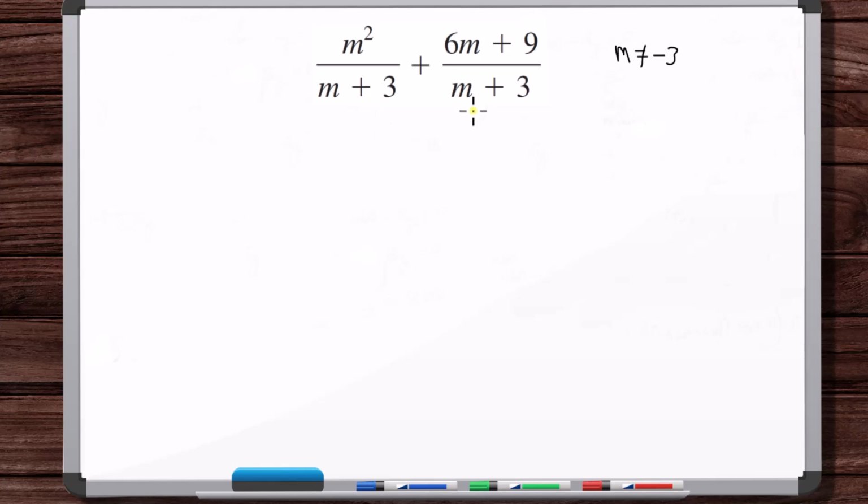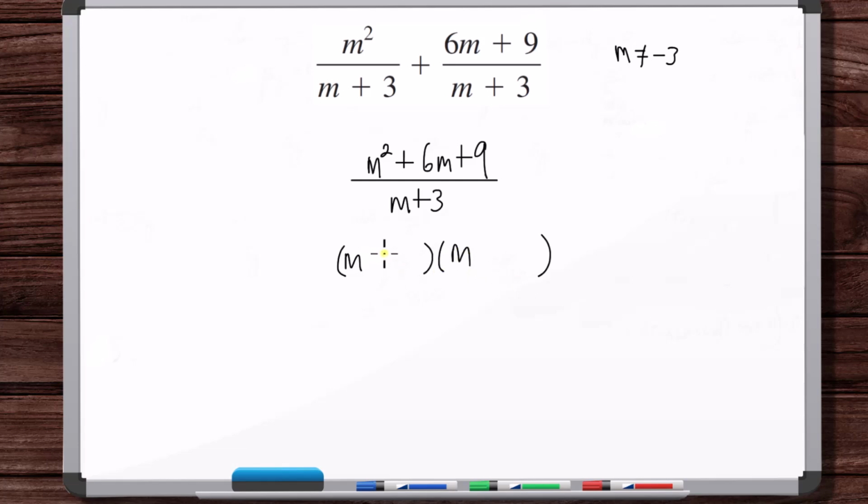Okay, well, here we already have a common denominator, so we can just go ahead and combine these. Now we're just left with a rational expression, like normal. So what do we do? Well, we factor. Factor the numerator and denominator. So, okay, 3. We're left with just m plus 3.